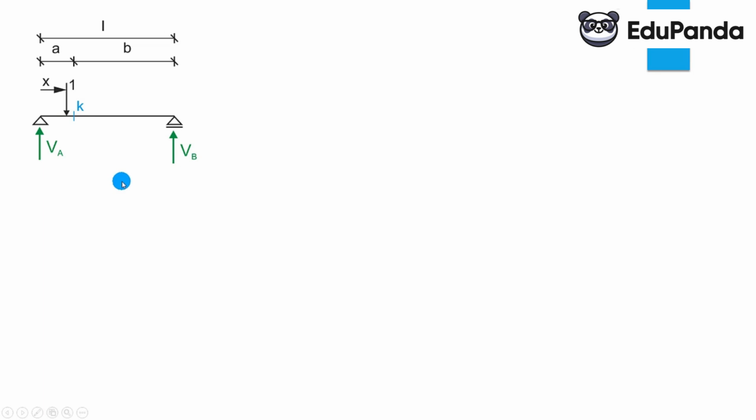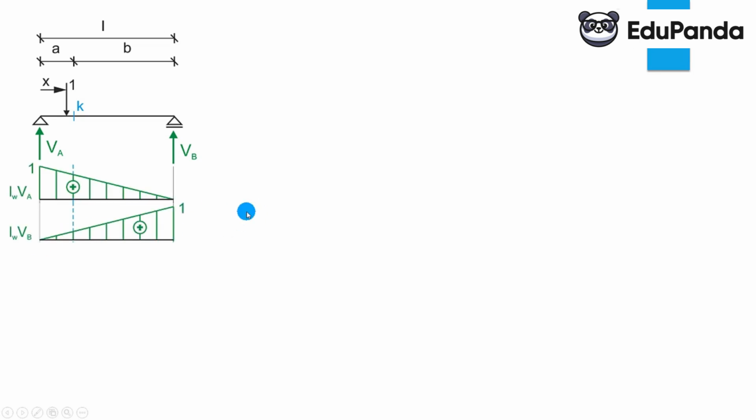And similarly, contemplating how reaction VB takes this force. When the force is at the beginning, since VA takes everything, VB is 0, and when the force is over support B, B takes everything, so VB is 1. And we connect this function. So this looks like that.